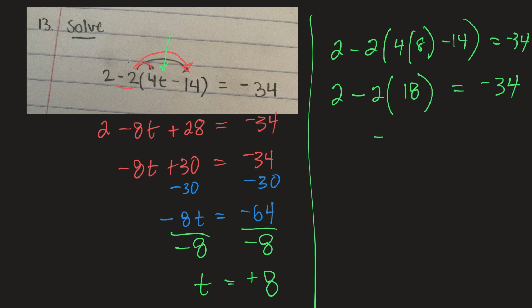Negative 2 times 18 would be negative 36. And 2 take away 36, yeah, negative 34. Good question.